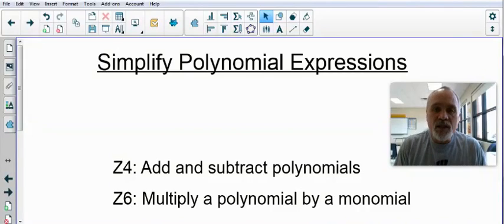Welcome back, everyone. Today we're going to start on simplifying polynomial expressions. We're going to talk about what simplified, polynomial, and expressions all mean. This will cover several topics, combining and multiplying and that sort of thing.